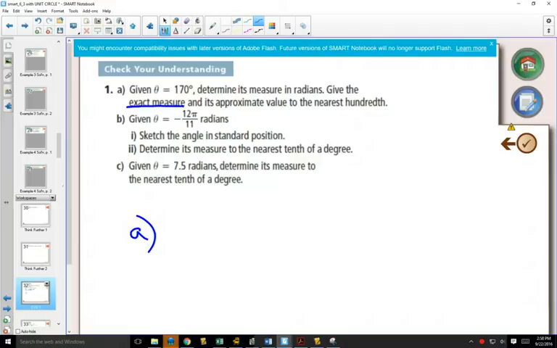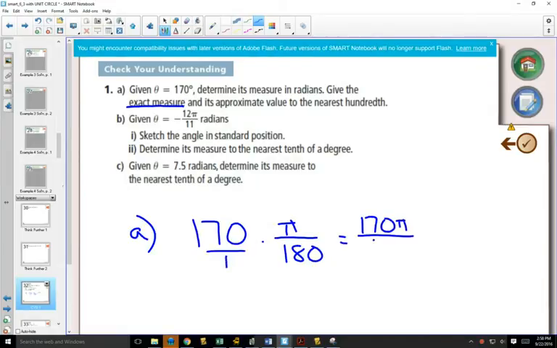So whenever we do exact measures, we'll leave our answer with pi. And whenever we do an approximate measure, that's when we type everything into our calculator and figure out what it's equal to. So 170 degrees, well, if you remember that 1 degree is equal to pi over 180, then 170 degrees will just be 170 times pi over 180. This is 170 over 1, so when we put this together as a fraction, multiply the tops, multiply the bottoms, you could leave this as 170 pi over 180.